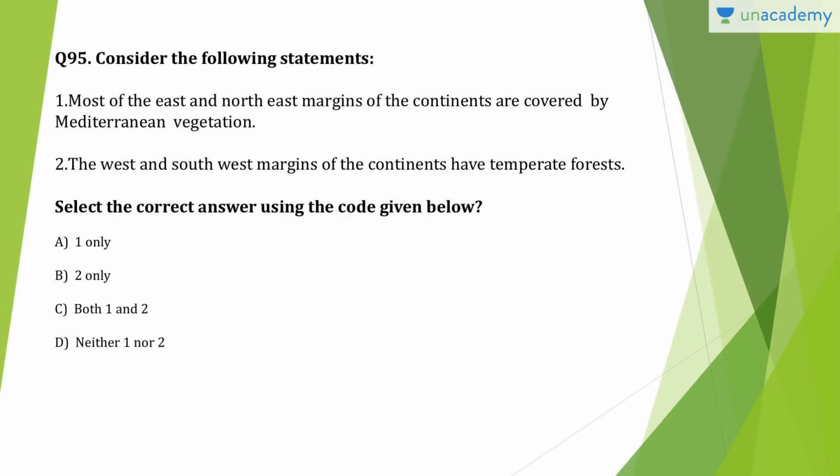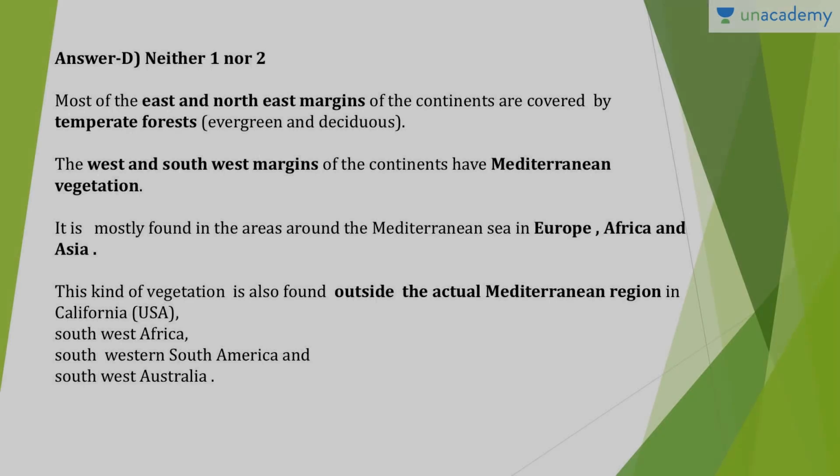Question number 95. Most of the east and northeastern margins of the continents are covered by Mediterranean vegetation. Yes, this statement is wrong because it is west and southwest margins, not east and northeast. The east and northeast have temperate forest. West and southwest margins have the Mediterranean vegetation. So answer here is D, neither 1 nor 2.